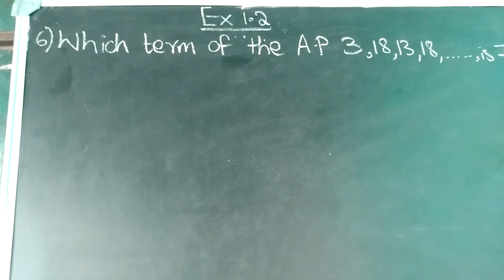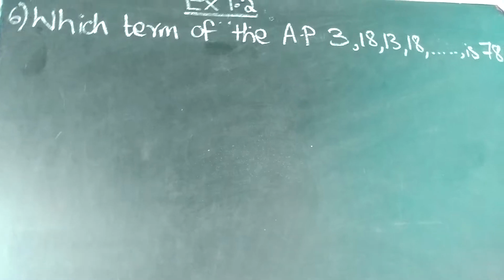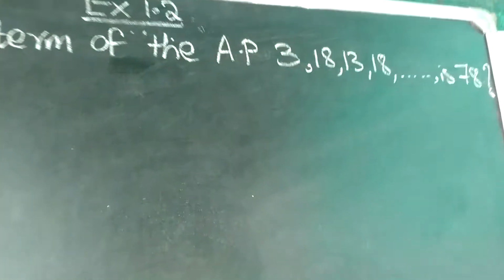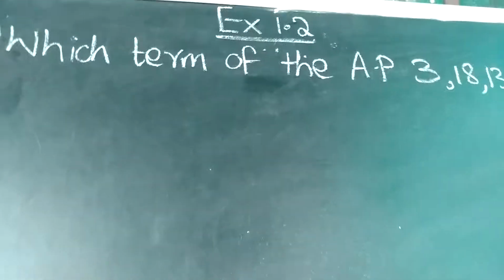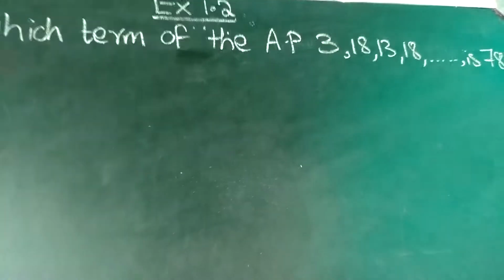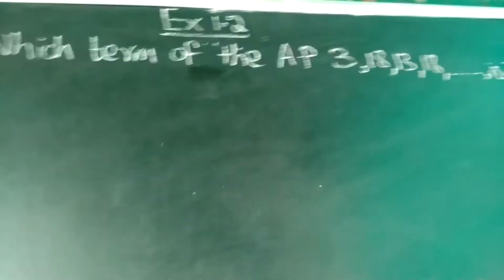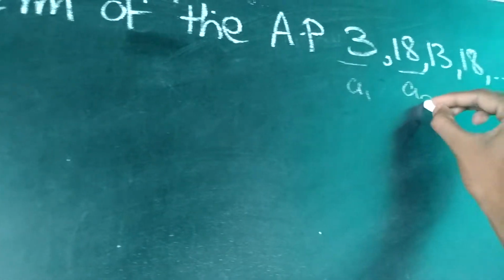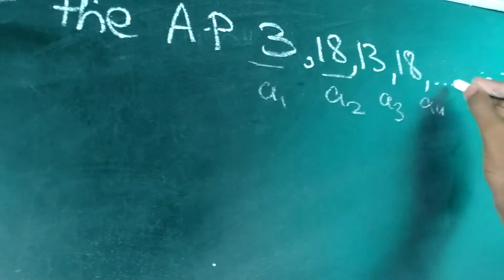Sixth one, which term of the AP 3, 8, 13, 18, and so on is 78. So in this question they have given an AP, that is 3, 8, 13, 18. So we are all aware that when you look at the AP, I can say this 3 is a1 or first term, 8 is a2 second term, 13 is the third term, and 18 is the fourth term. So the sequence goes on.